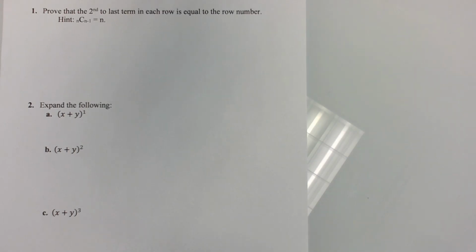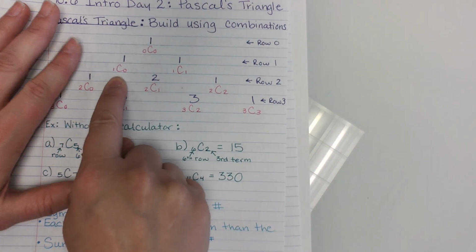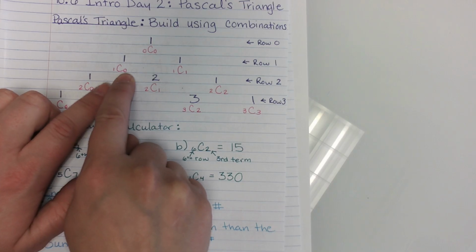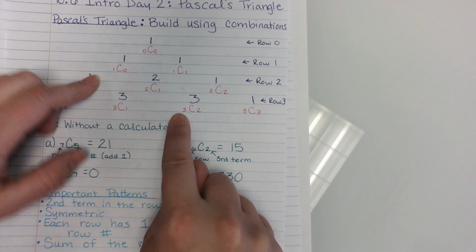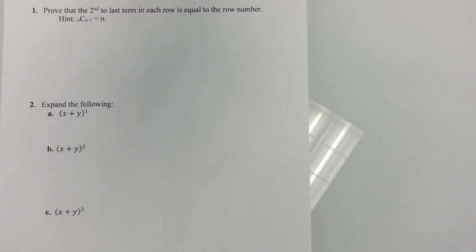First off, proving the second to last term in each row is equal to the row number. When it comes to our Pascal's triangle, as we look at the rows, the second to last term in every row always has its R value one smaller than its N. That's why we're technically trying to prove that n combinations of n minus 1 is equal to n.